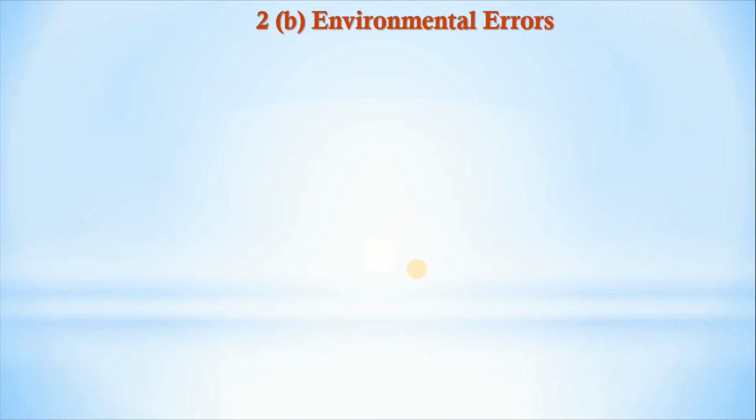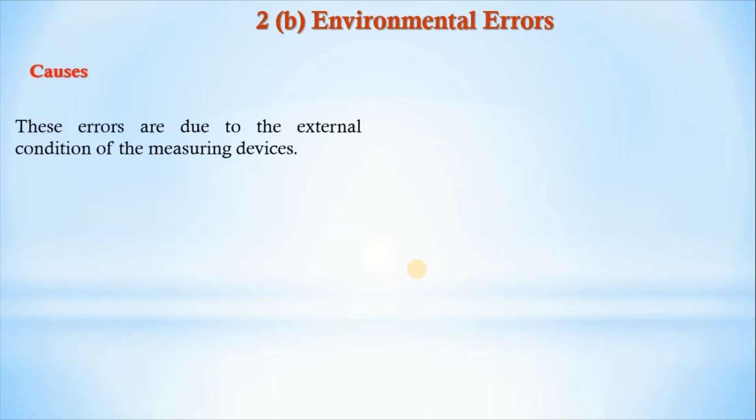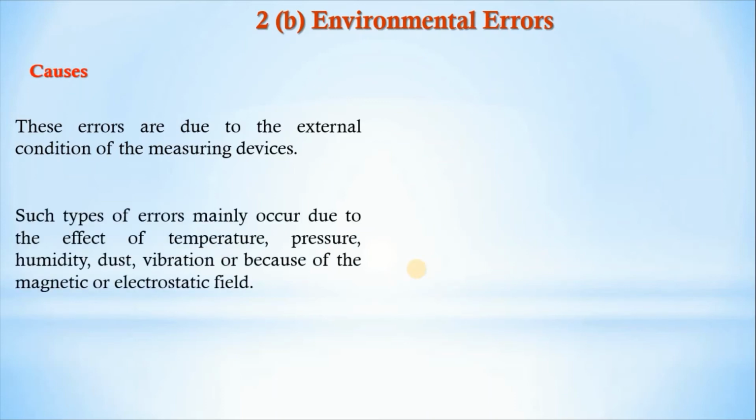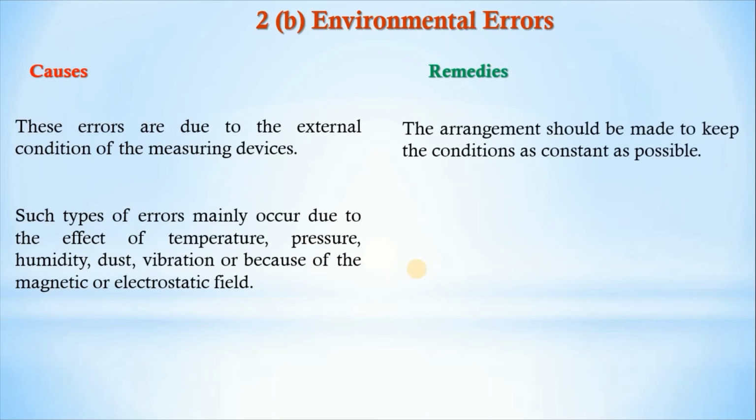The second type of systematic error is environmental errors. These errors are due to the external conditions of the measuring device. Such errors mainly occur due to the effect of temperature, pressure, humidity, dust, vibration, or because of a magnetic or electrostatic field. So we have to control the environment. So how do we control the environment? What are the remedies? Arrangements should be made to keep the conditions as constant as possible.